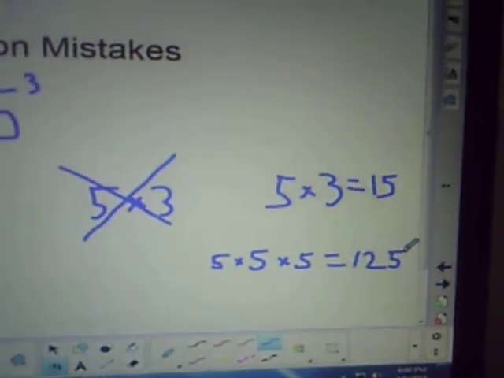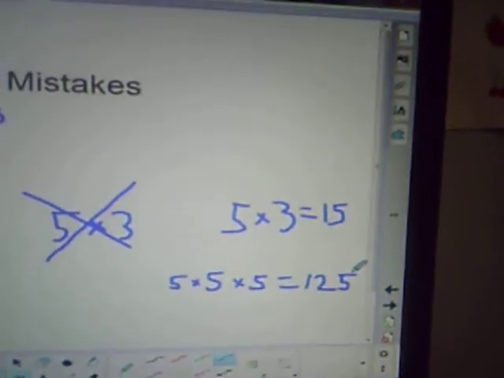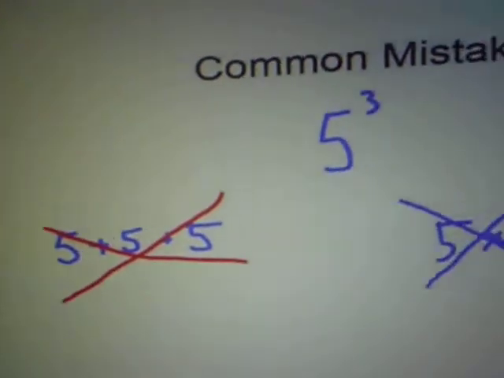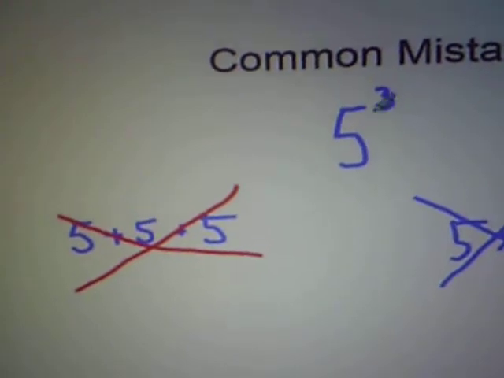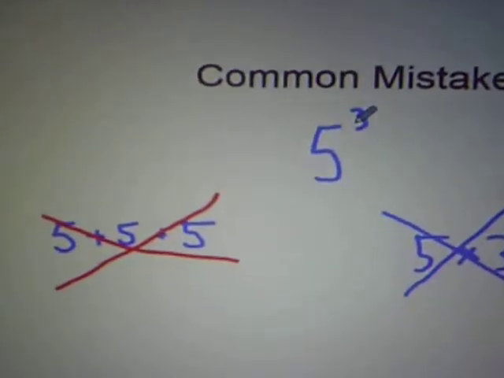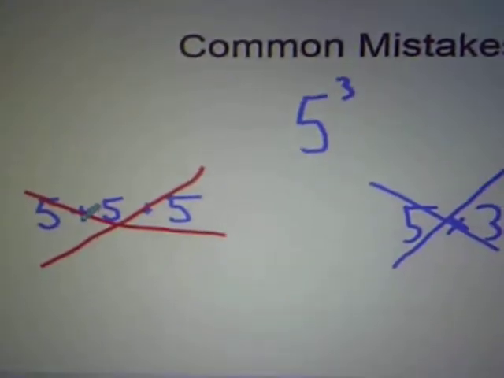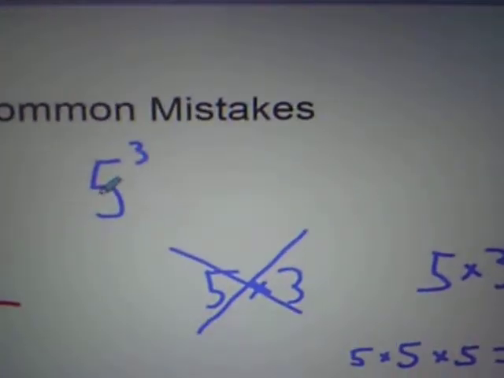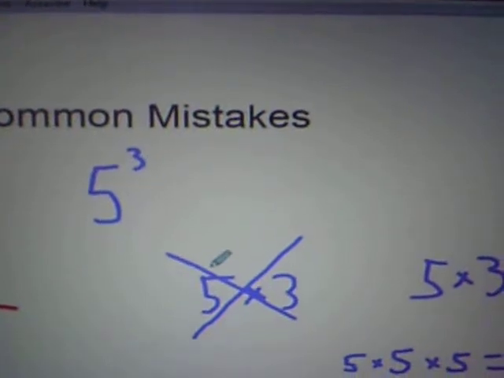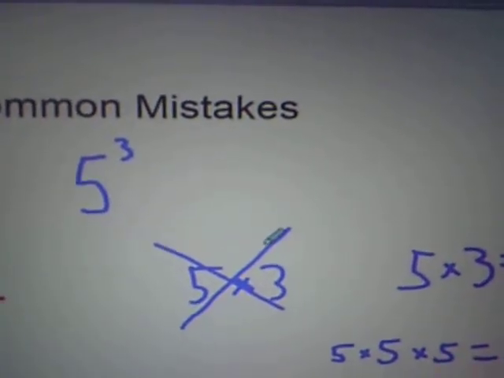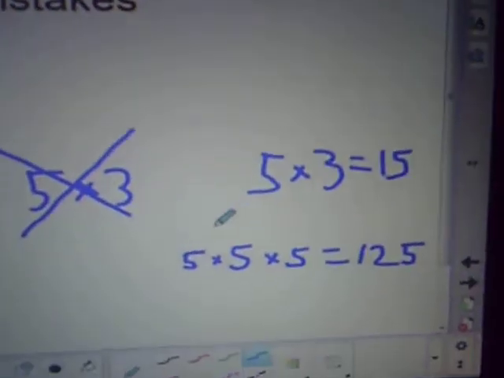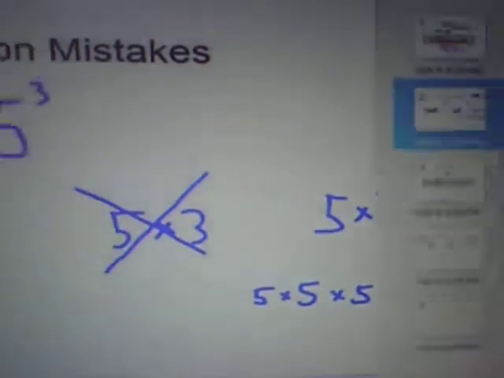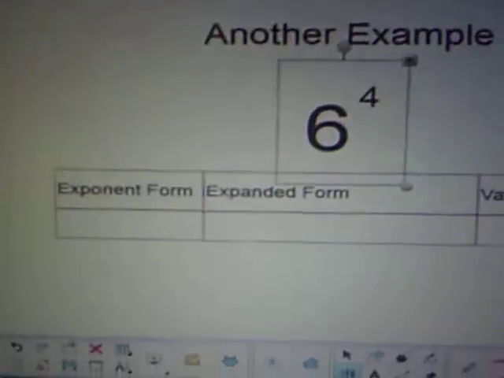So it's important when practicing exponents with your student to not let them make these mistakes. Remember, these are multiplication problems. The exponent tells you how many times to multiply the base number together, not add or subtract. Also, 5 exponent 3 does not mean 5 times 3. Okay? It means 5 times 5 times 5.